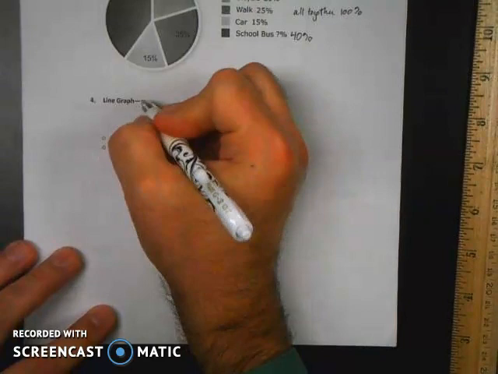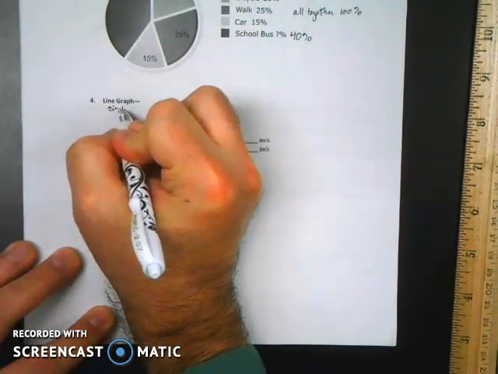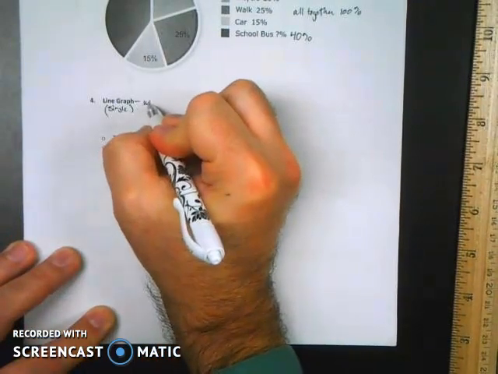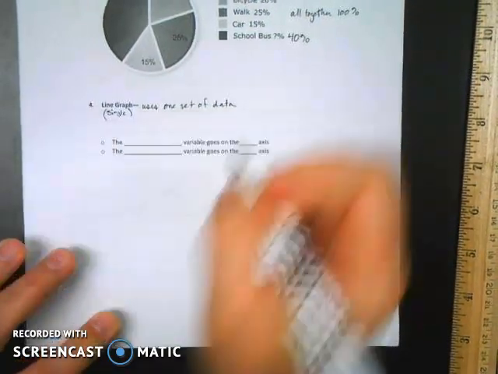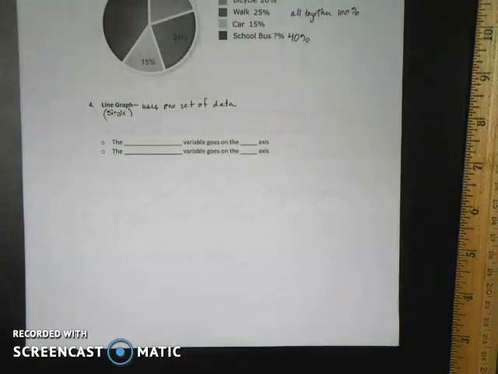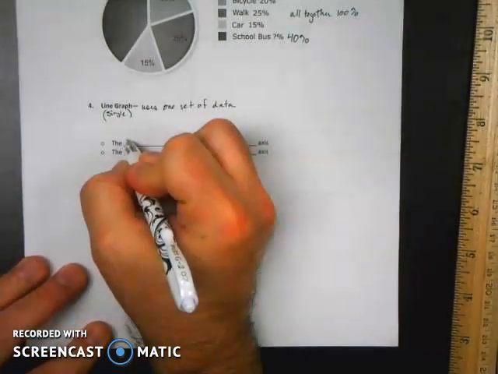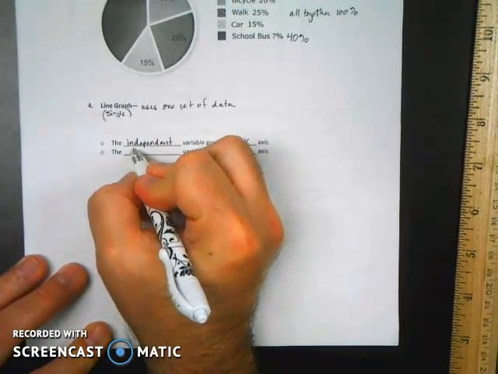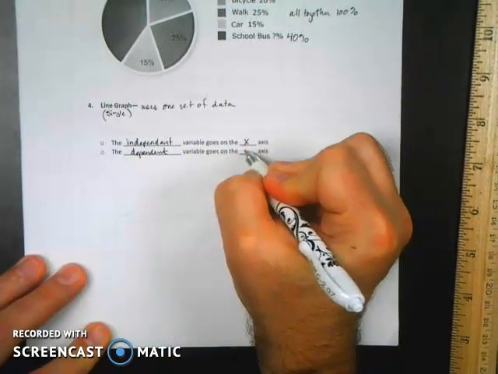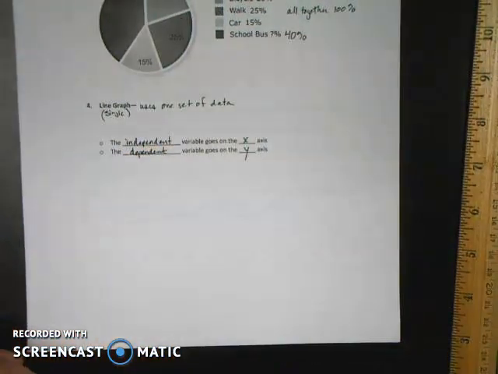So a line graph, and when we're talking about a line graph, we're talking about a single line graph, uses one set of data. So the way that we look at this is we talk about that independent and dependent variable again, and they go on specific axes. And this is pretty much standard, but sometimes there are exceptions. But typically, the independent variable goes on the x-axis, and the dependent variable goes on the y-axis. Remember, independent was the manipulated and dependent was the responding.